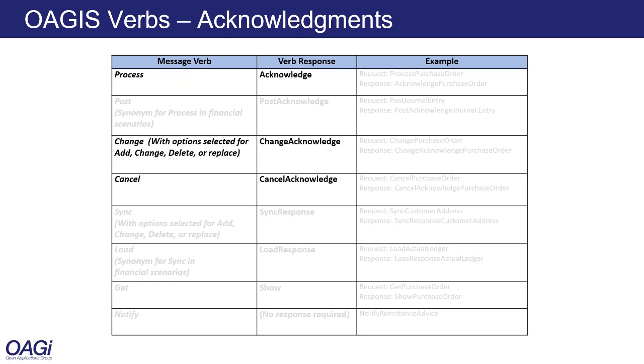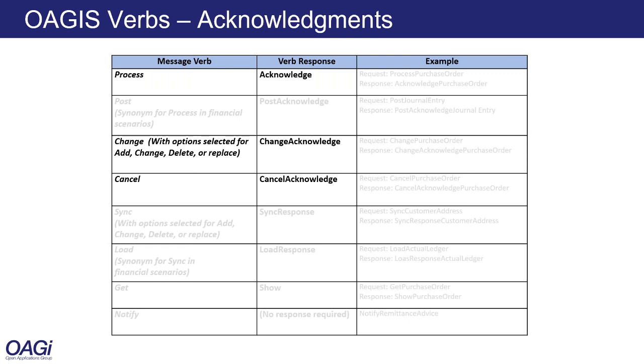And now we're going to talk about acknowledgments. Process can receive a response, and the response is acknowledged. So let's go back to purchase order. System A sends a process purchase order to system B. System B receives it, sends back an acknowledged purchase order message. That's the verb coming back.